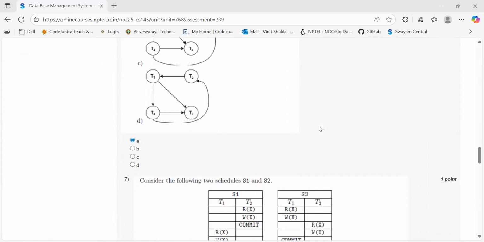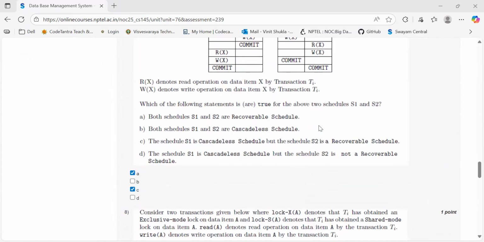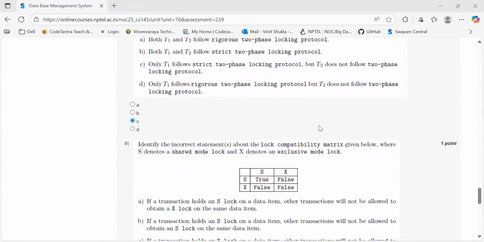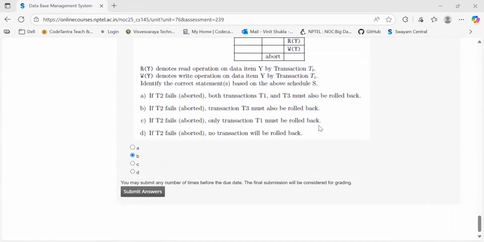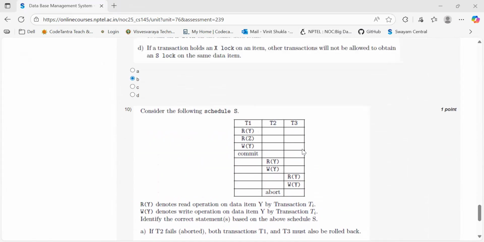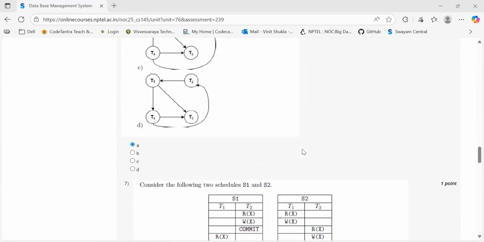Question number 6, A. Question number 7, A and C. Question number 8, C. Question number 9, B. Question number 10, B. So all the answers are as per my solution.